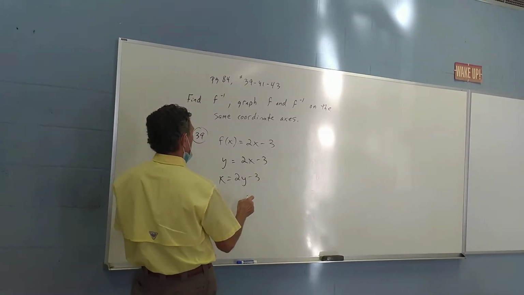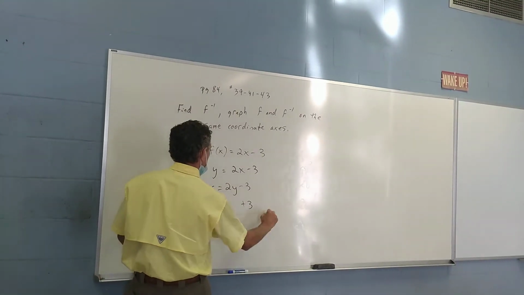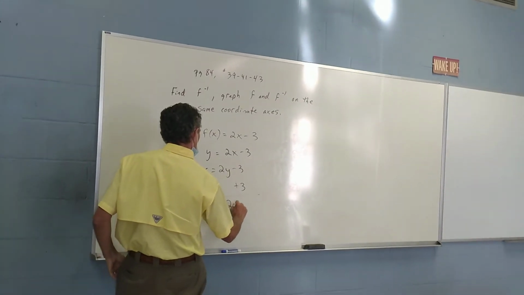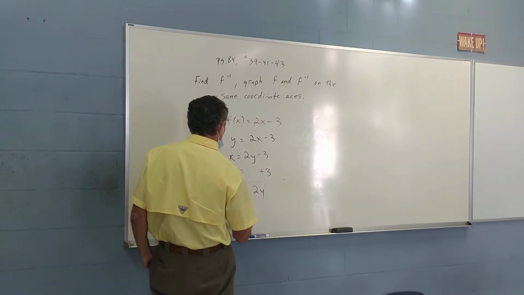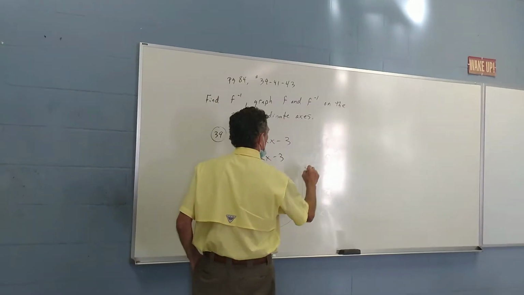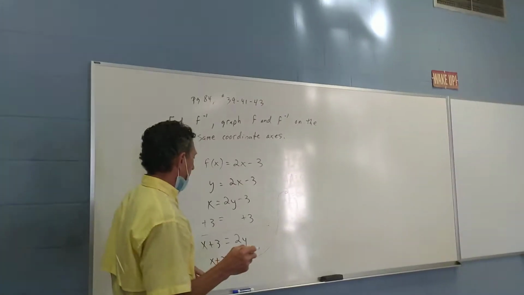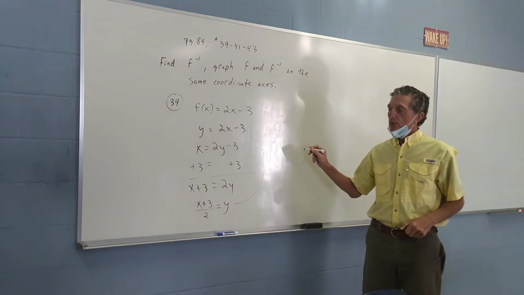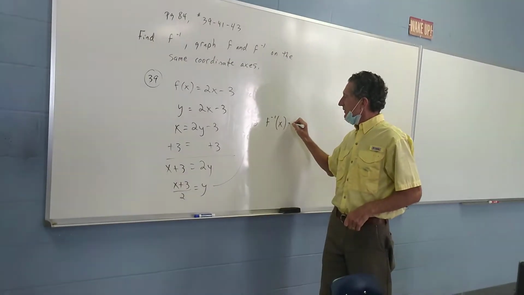And solve for x, so plus 3 both sides. Adding 3 both sides. What comes down? X plus 3 equals 2y. And divide by 2. Dividing both sides by 2. That's what Charles likes to do. What would I do, Charles? Yes, I would multiply by 1/2. Y'all are dividers, I'm a multiplier. All right, so now what am I going to call this y right here? F inverse of x.